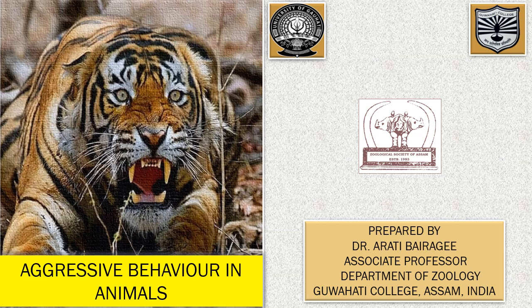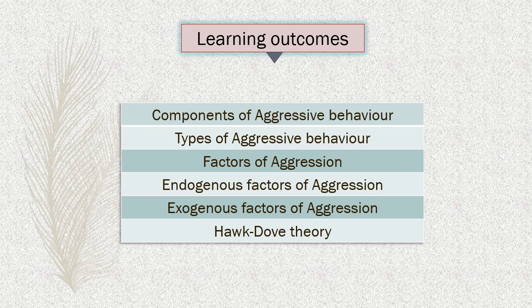Today I am going to discuss another important topic, that is aggressive behavior in animals. The learning outcomes of the presentation are components of aggressive behavior, types of aggressive behavior, factors of aggression, endogenous factors of aggression, exogenous factors of aggression, and hawk-dove theory. So let us start our topic, aggressive behavior.